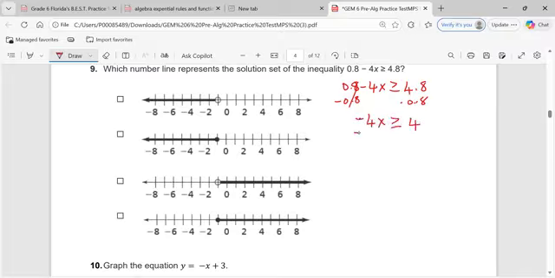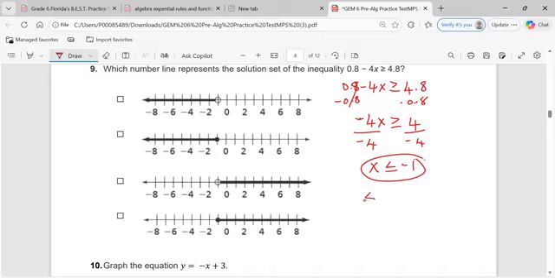Now remember, if we're going to multiply or divide by a negative number in an inequality, we're also going to flip the sign so that we have now x is less than or equal to 4 divided by negative 4, which is negative 1.